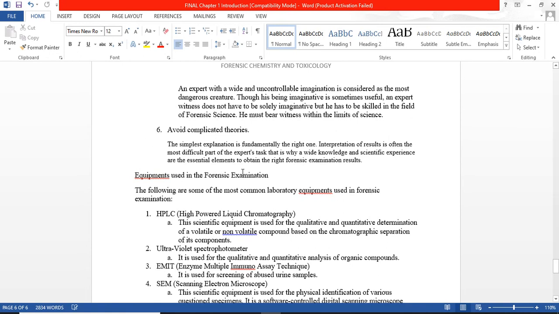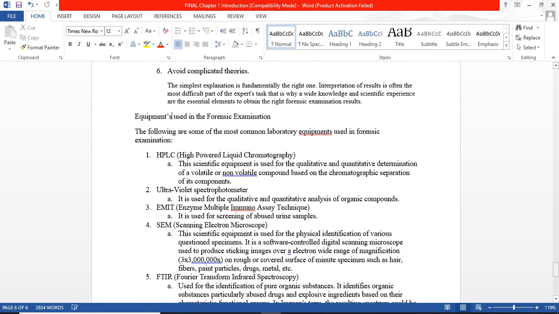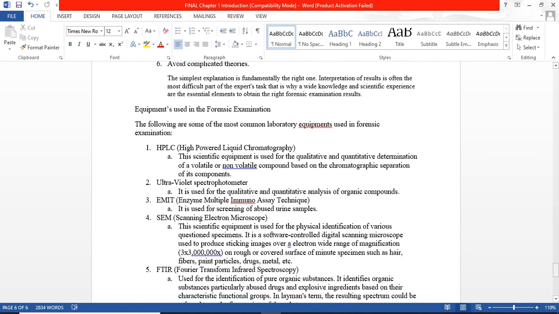Next and lastly is the equipment used in forensic examination. You have the following laboratory equipments. First, you have your HPLC. Okay, HPLC stands for High-Performance Liquid Chromatography. This scientific equipment is used for the qualitative and quantitative determination of volatile or non-volatile compounds based on the chromatographic separation of the components. So, usually ginagamit niya siya for mga sample for either sa imong drugs.